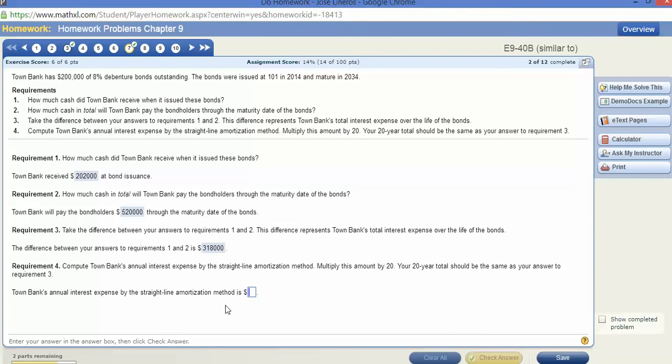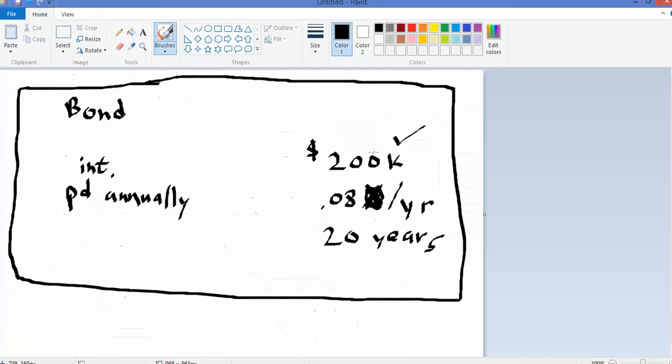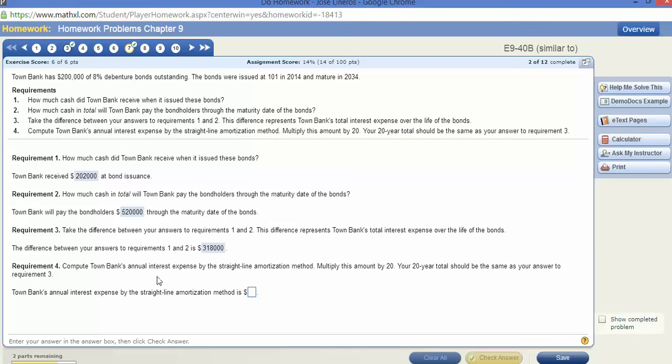Okay, compute Town Bank's annual interest expense by the straight line method. Well, here we're asking ourselves, how much is interest? How much is actual annual interest? Not interest payment. We know what the interest payment is going to be. The interest payment is 200,000 times 0.08. But it's not asking you for interest payment. It's asking you for the interest expense, what the true interest expense is.